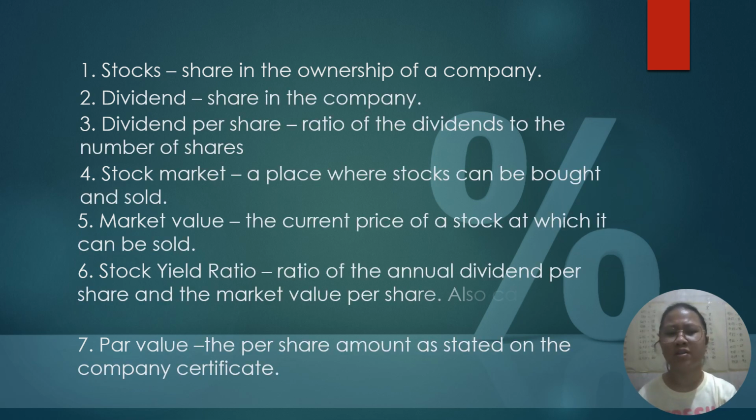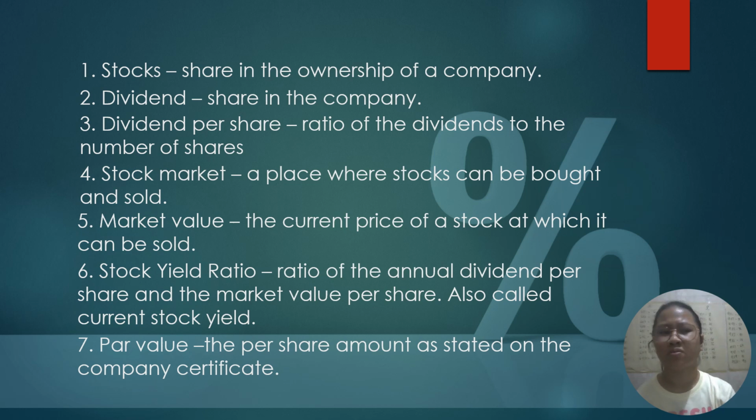These are the definitions of terms related to stocks. Stocks: share in the ownership of a company. Dividend: share in the company's earnings. Dividend per share: ratio of the dividends to the number of shares. Stock market: a place where stocks can be bought and sold. Market value: the current price of a stock at which it can be sold. Stock yield ratio: ratio of the annual dividend per share and the market value per share, also called current stock yield. Par value: the per share amount as stated on the company's certificate.